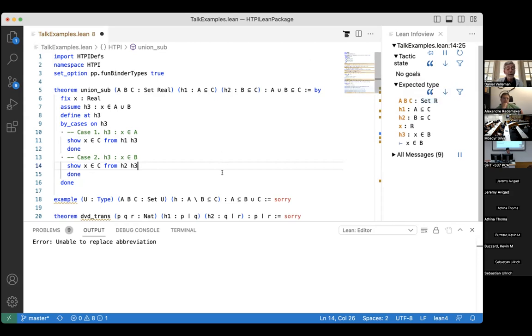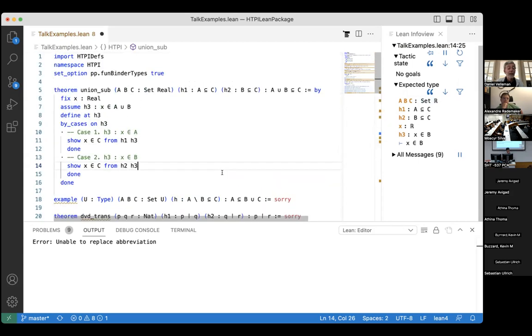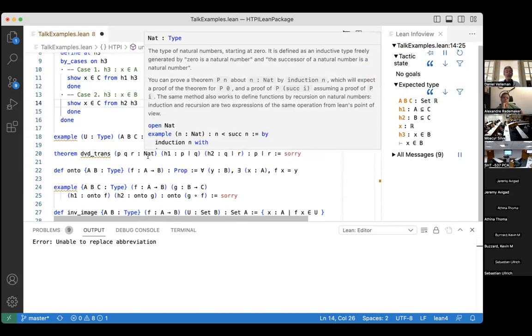So I have a list of examples here, and I think I'm going to skip over some of them, but try to give you a sampling, and we'll see how much time we have for how many I can get through. My second example is another set theory example. I think maybe I'll skip over that one, and let's try something with natural numbers.